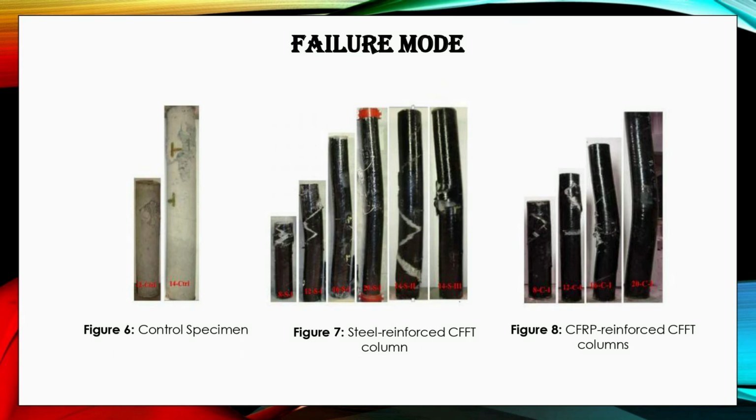The failure in the two control specimens was dominated by crushing of concrete. Figures 7 and 8 show the different failure modes for steel and CFRP reinforced CFFT columns. From the figures we can see that there is a different height between the steel and CFRP reinforced CFFT columns because of the failure.